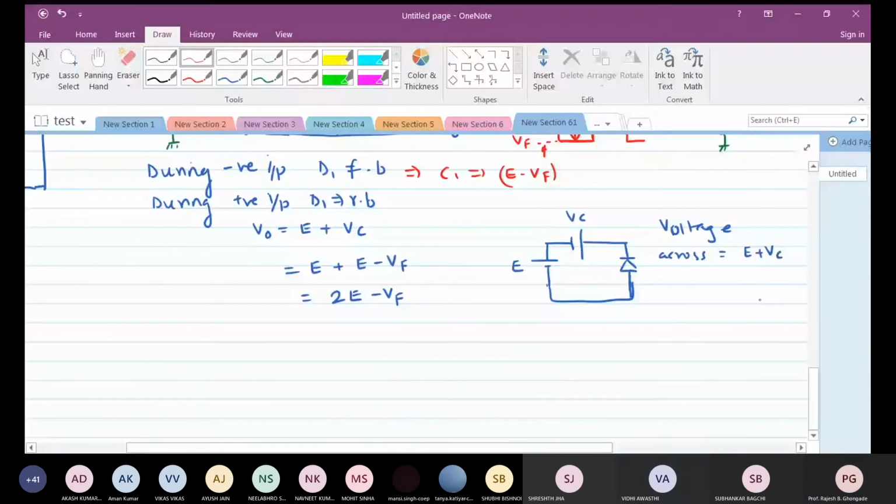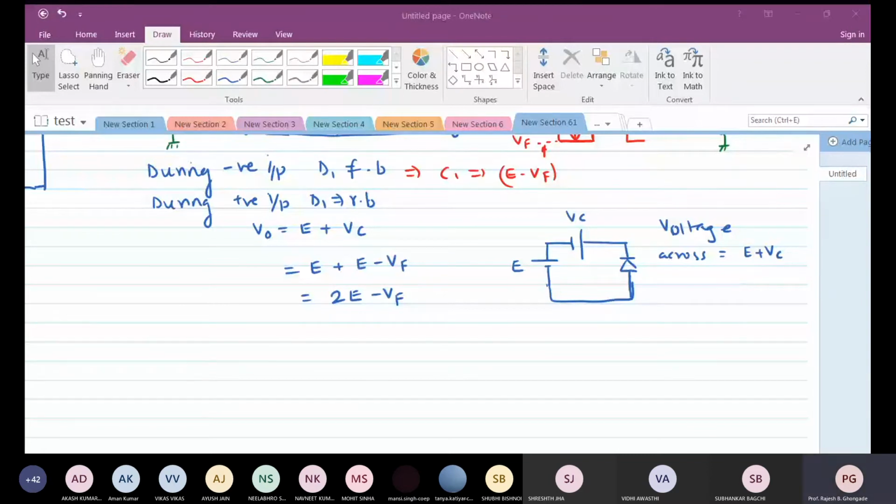Understood? Have you understood this? All of you, please respond. Sure? Some students are trying to join still. It is 10:37 and still they are trying to join. I don't know.